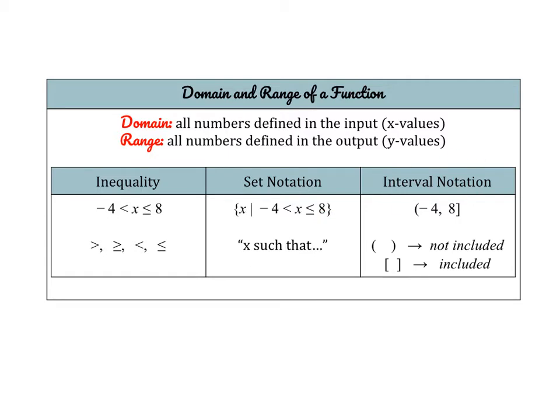The last notation is interval notation. In interval notation, we're always going to be writing the lower boundary and the upper boundary of our domain and range. The first number is always the lower boundary. The second is always the upper boundary. Now, if we want to include that number in your domain or range, we use a square bracket like you see here with the 8. If we want to exclude or not include a number, we're going to use a rounded parenthesis like this. So this says everything between negative 4 and 8, including 8, but not including negative 4. So these are the three notations we're going to practice today.